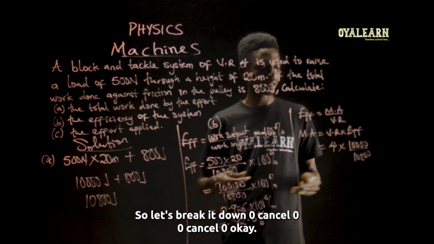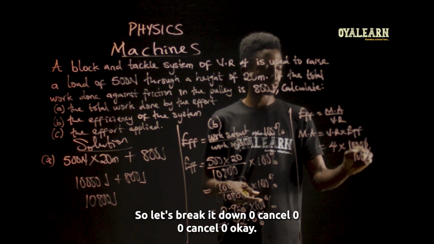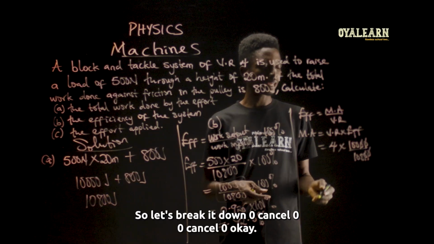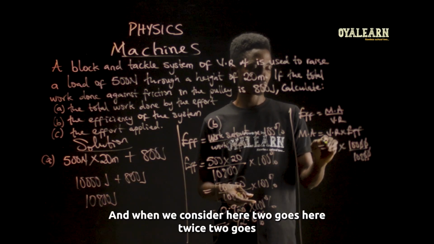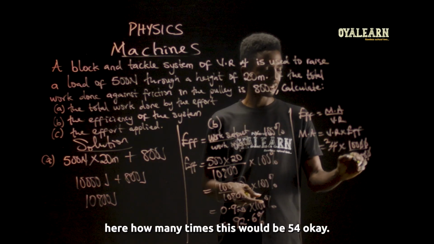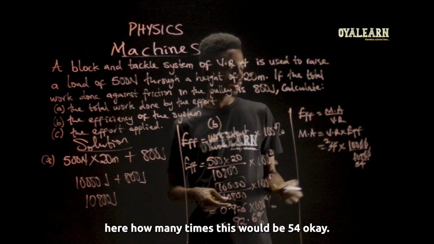10,800. So let's break it down. 0 cancels 0, 0 cancels 0. Okay? And when we consider here, 2 goes here twice. 2 goes here how many times? This will be 54. Okay? 2 still goes.